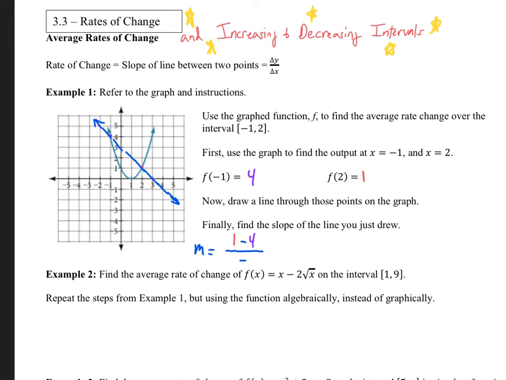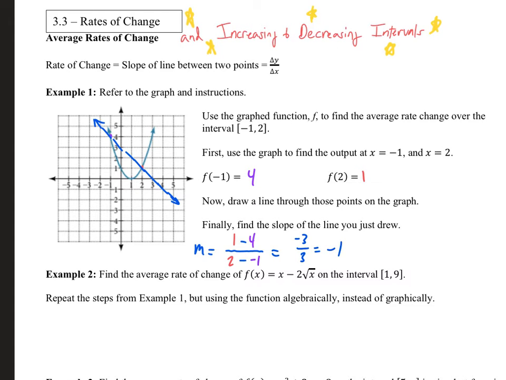And then the x value for the second point would be 2, and the x value for the first point would be -1. So we just need to do this math. Of course, 1 minus 4 is -3. 2 minus -1 would be +3, which would then reduce to -1.